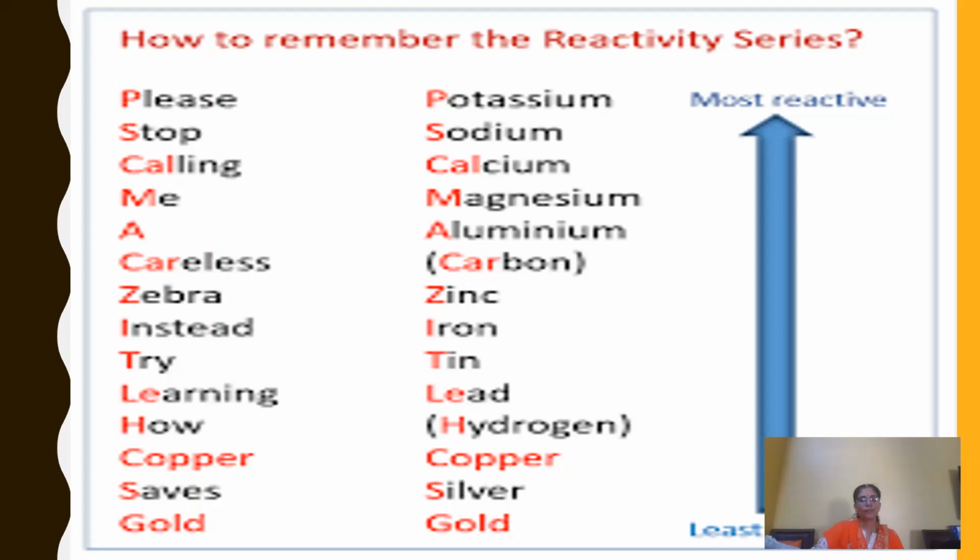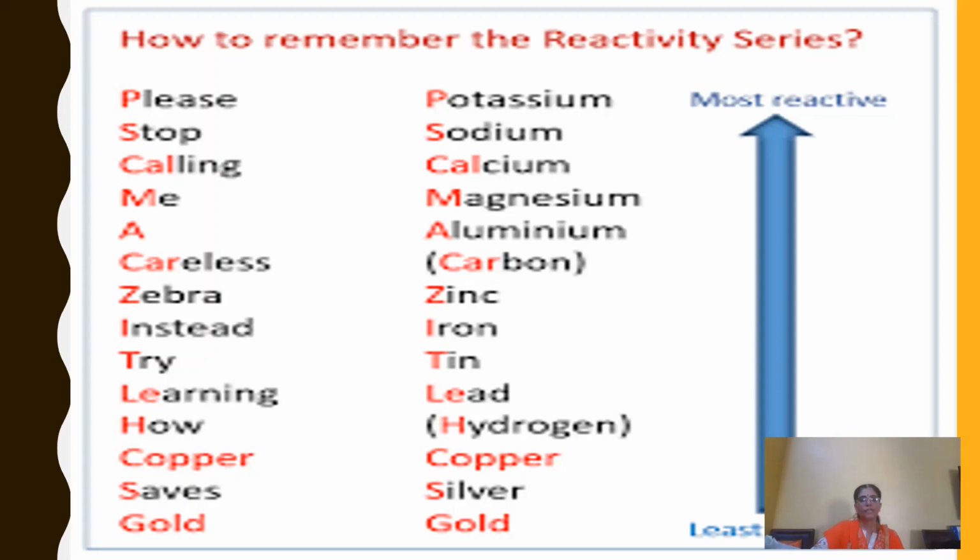How, H stands for hydrogen. Copper, you can keep copper. Saves, S stands for silver. Gold, you can keep gold as it is. So if you keep this order in mind: please stop calling me a careless zebra. Instead, try learning how copper saves gold.